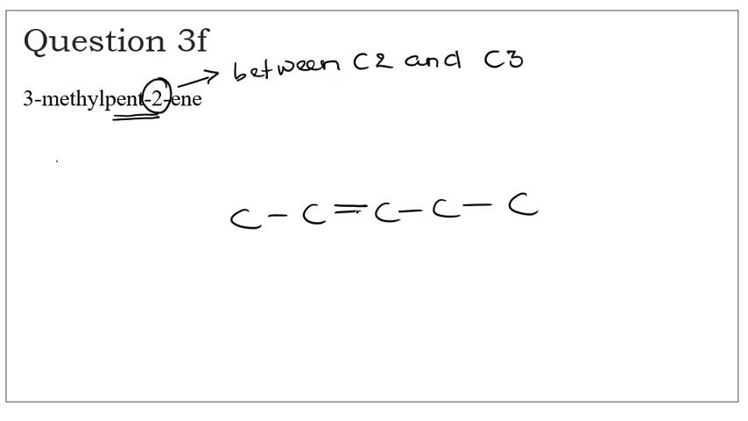Anyway, there is a branch on carbon number 3. So if that's 2, 3 is here. Actually, 3 has to be here. And then H, H, H. And then don't forget to finish the molecule with carbon.